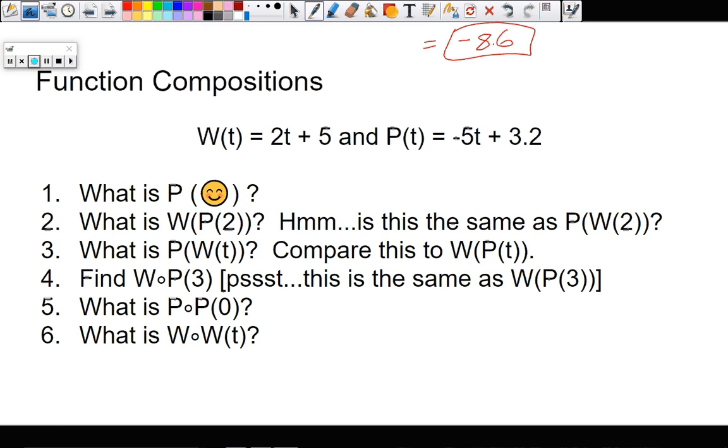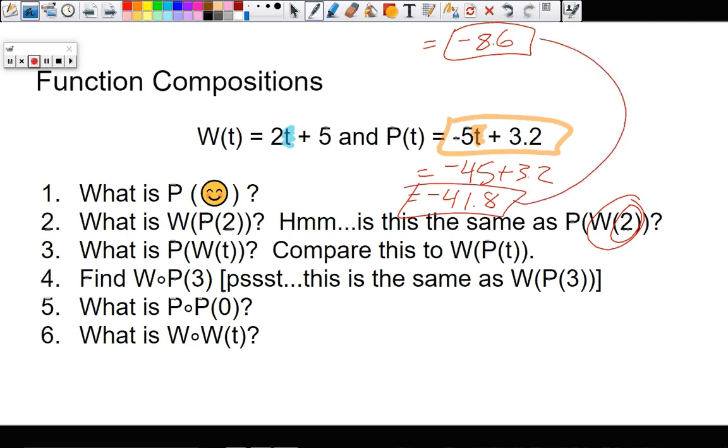So now, let's plug in 2 into W. So that's going to be right here. Guys, what would I get if I threw 2 into W? 9. So that 9, guess where we're going to throw that into? We're going to throw it into P, right here on the machine that's waiting an input. So I have a negative 45 plus 3.2. Do you all agree? And then that would give me a negative what? 41.8. Obviously, those two are different, just like you said they would be. Okay?